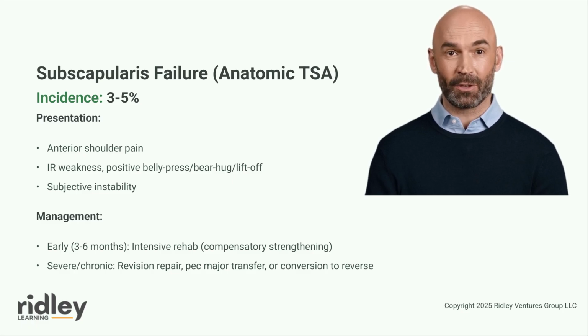Advanced imaging with magnetic resonance imaging using metal artifact reduction sequences or ultrasound evaluation by an experienced musculoskeletal sonographer can confirm the diagnosis, although sensitivity for detecting partial tears may be limited. Management of subscapularis insufficiency depends on the severity of dysfunction, timing of diagnosis, and impact on patient function and satisfaction.